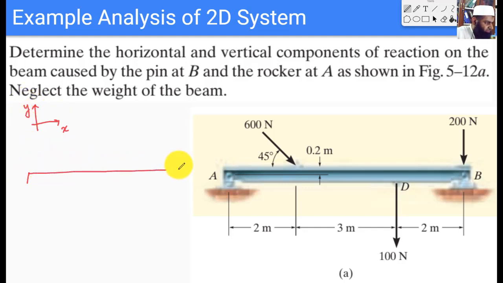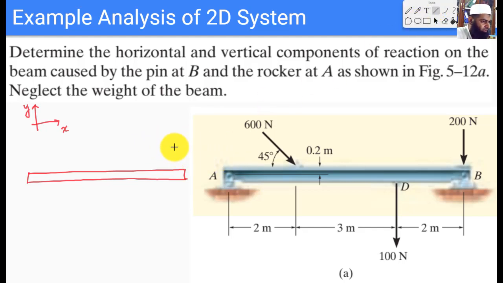First of all, again we first draw the beam itself, and first we draw all the known forces. So we have a force which is 200 newtons, which is acting downwards here, and we have a force which is acting at point D. Then we have a force which has an x component and a y component, and these are all the known forces, so to speak. So let me just label all of them. This force is 200 newtons, this is 100 newtons, and this is 600 newtons.